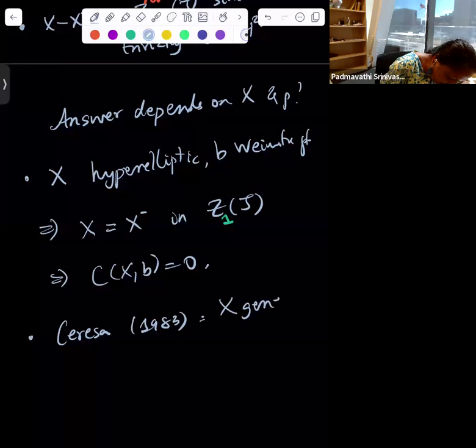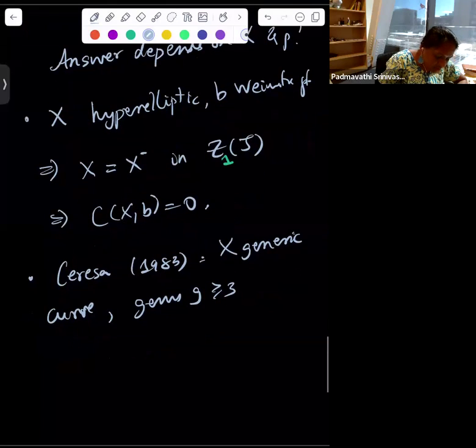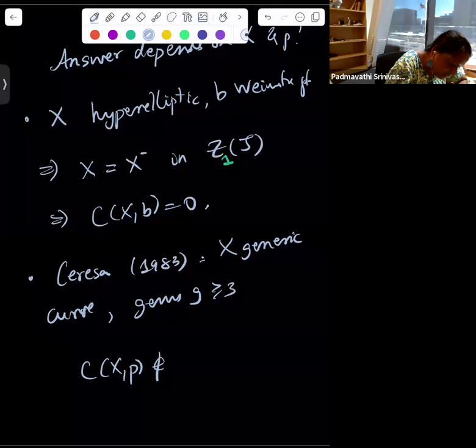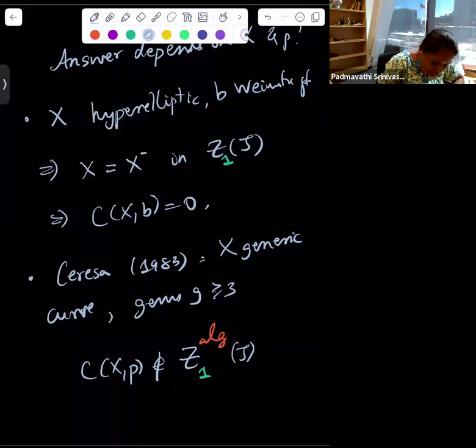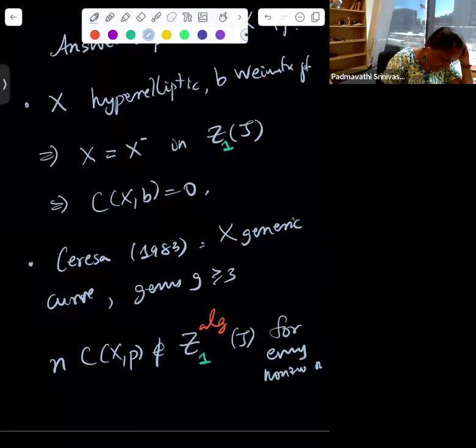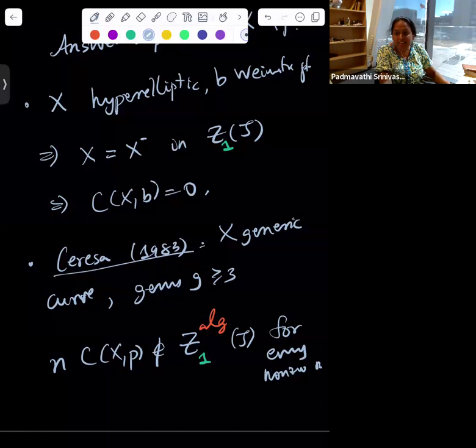So Ceresa said that for the generic curve of genus g at least three, the Ceresa cycle does not go any deeper. It's not in the subgroup Z1 alg. So it stops at being homologically trivial. It does not go further in. And actually, no multiple of it is algebraically trivial either, for every non-zero n. All right, so for the generic curve, the way to say it's not in Z1 alg is to say it's algebraically non-trivial, right?